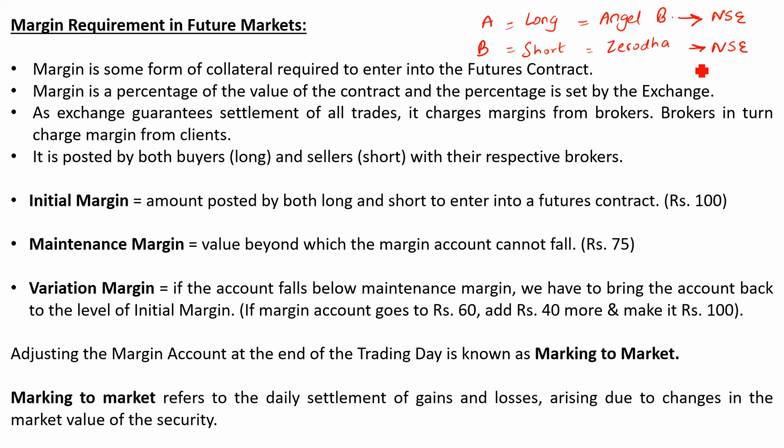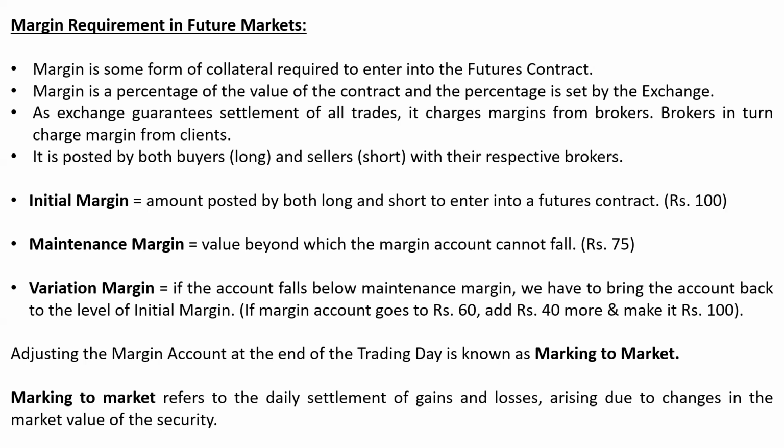Now let us understand how much margin is required to be posted. Initial margin is the amount posted by both the long and short if they want to enter into a futures contract. So let's say you want to enter into a futures contract. The exchange says that you have to post 100 rupees as margin with your broker. So this is the initial margin.